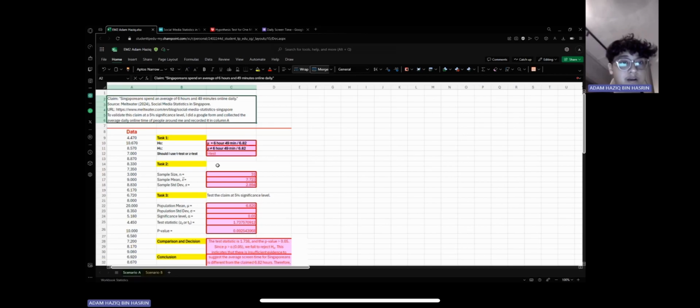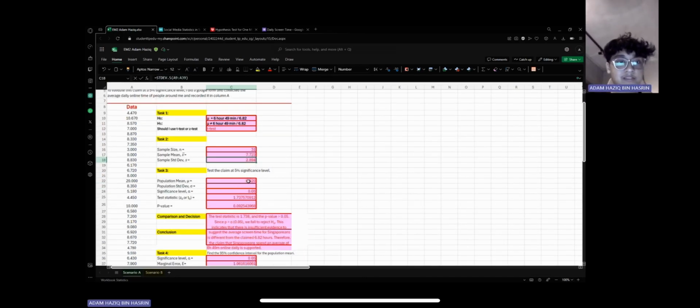Whether I'm using a z-test or t-test, I'm using a t-test because the population standard deviation was not given in the article, and a t-test best suits those needs. Moving on to sample size, I calculated sample size by just using the count function from A9 to A39. And same thing goes for sample mean. I just use the average function for the same column, and for sample standard deviation, the formula STDEV.S for sample, for A9 to A39.